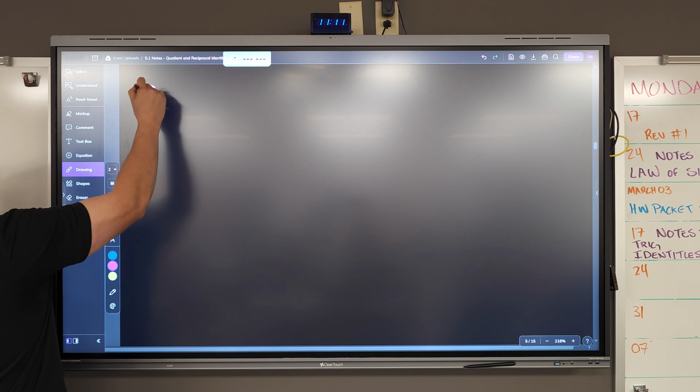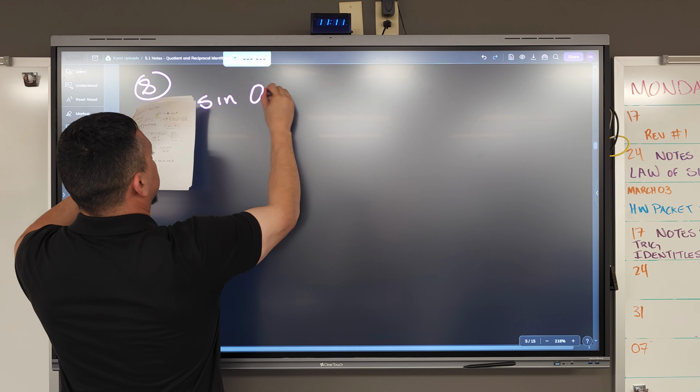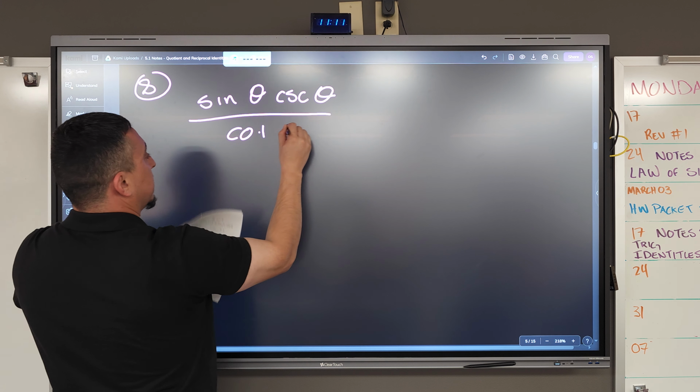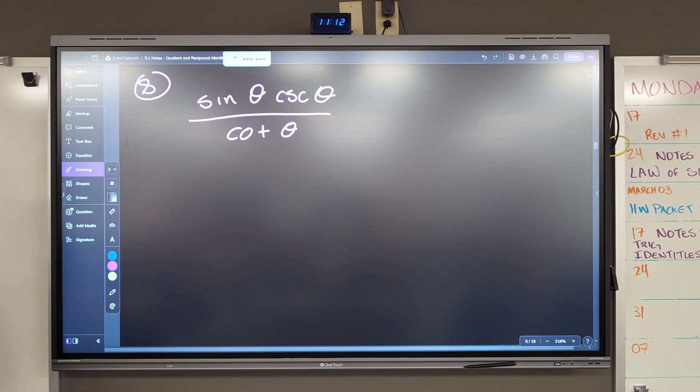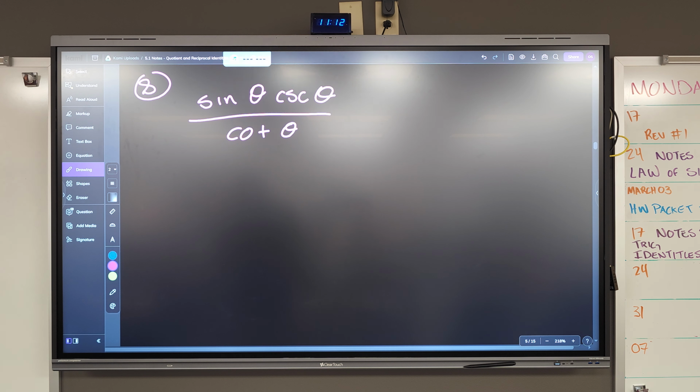Before we switch over to the next kind, sine theta, cosecant theta, cotangent theta. I'll give you a little time. Two minutes. Try, see how far you can take this down. Squish, squish, squish as much as you can.